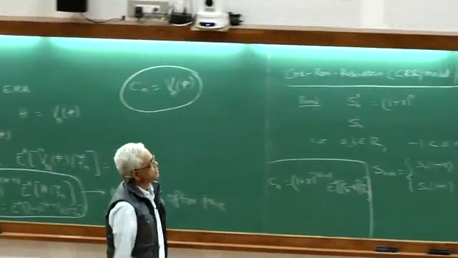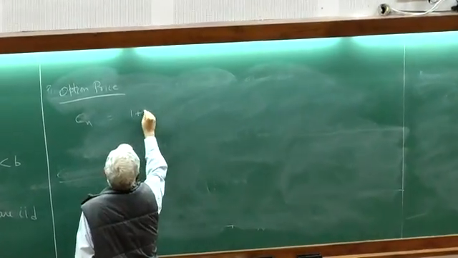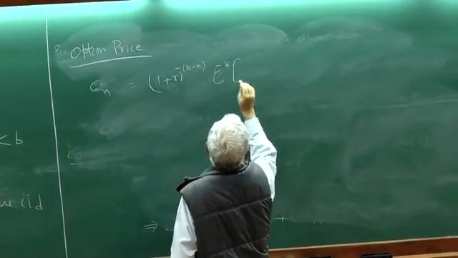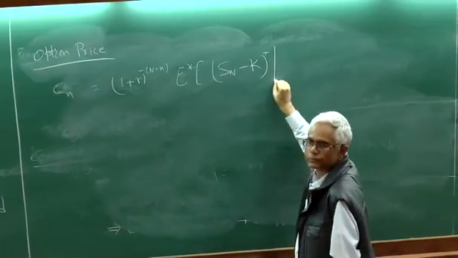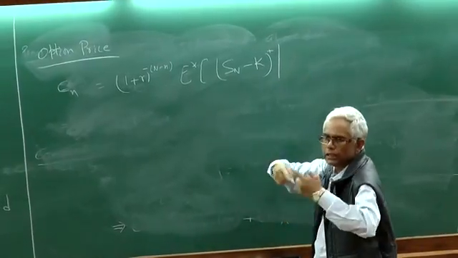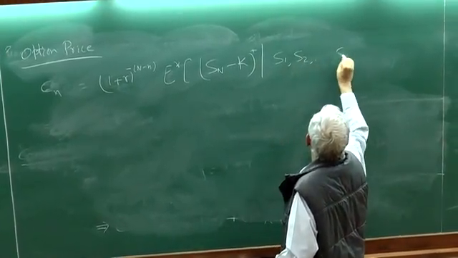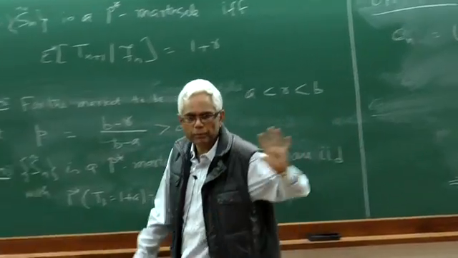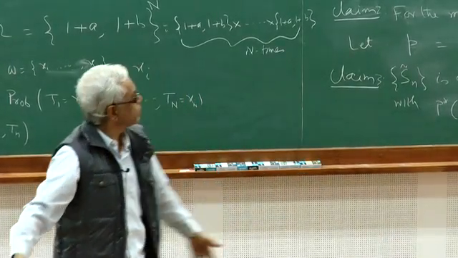So Cn, the option price, is (1 plus r) to the power minus n times the expected value of (SN minus K) plus, given Fn. What is Fn? Fn means all the Sn's, that is, the random variables S1, S2, up to and including Sn.